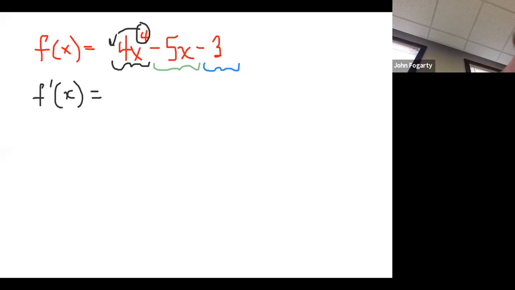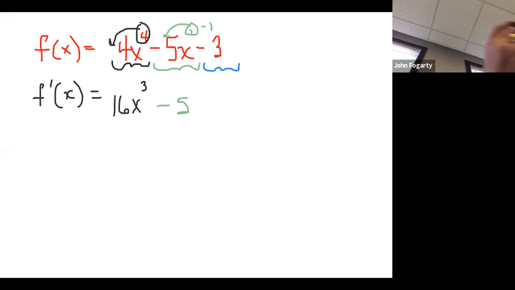Well, 4 times 4, 16, 4 minus 1, x to the 3rd. And now this one, don't forget, there's a 1 up here, right? So that comes out to the front. 1 times negative 5, negative 5. 1 minus 1 is 0, and anything to the 0 power is simply 1. And then if we have a constant, we know that that's 0. And of course, we would never write that. So there's our answer. Did everybody get that?